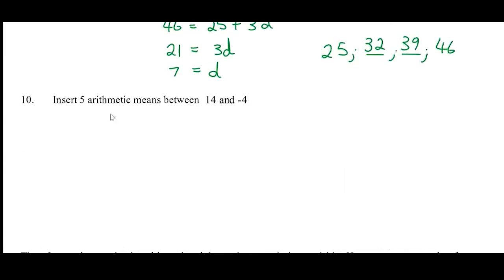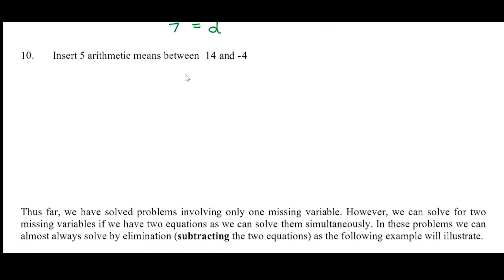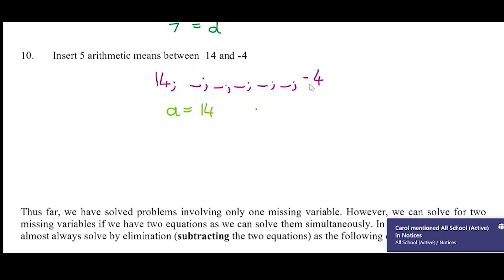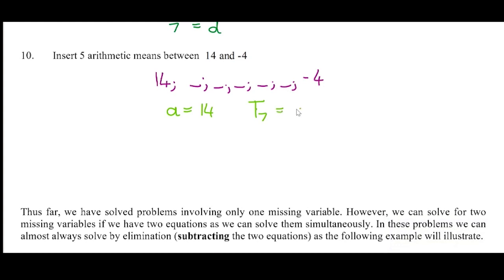Let's try another one. This time we're going to insert 5 arithmetic means between 14 and negative 4. There's 14. 1, 2, 3, 4, 5. Those are going to be our arithmetic means there. And then we've got negative 4. Clearly D is going to come out negative because these terms are decreasing. Right, what we know is that A is 14 and T7 (1, 2, 3, 4, 5, 6, 7) is minus 4.